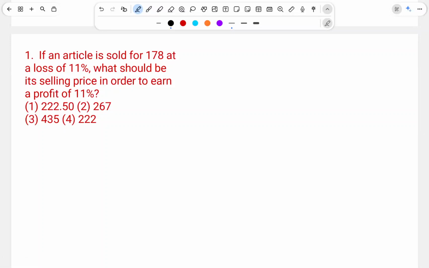If an article is sold for 178 at a loss of 11%, what should be its selling price in order to earn a profit of 11%? As we discussed, a loss of 11% means the selling price is 89%, and the amount is given as 178. Now they're asking, to earn 11% profit, it should be 111.